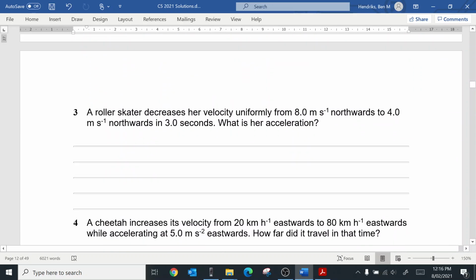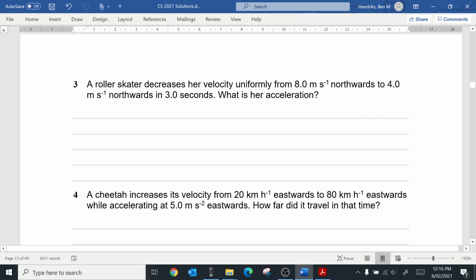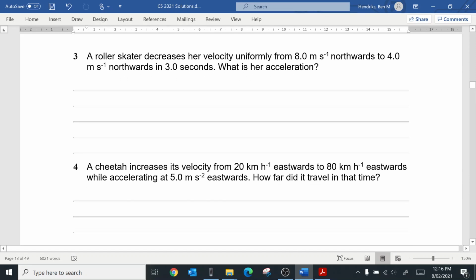The next examples have got acceleration in them, so we'll create a new video for those ones.